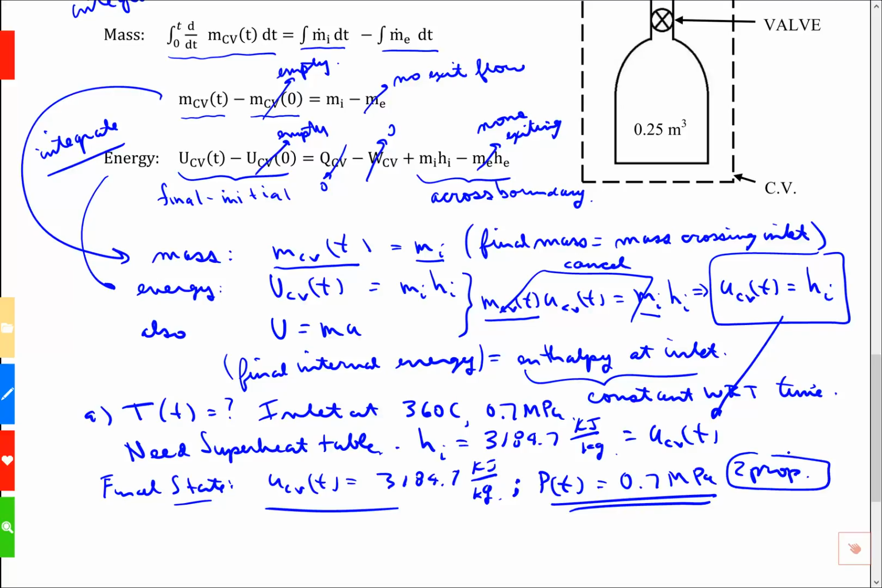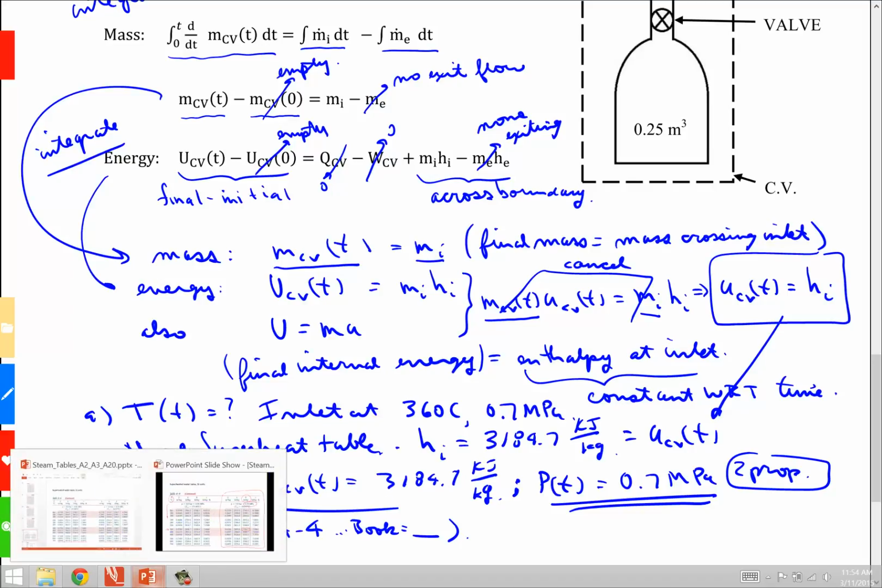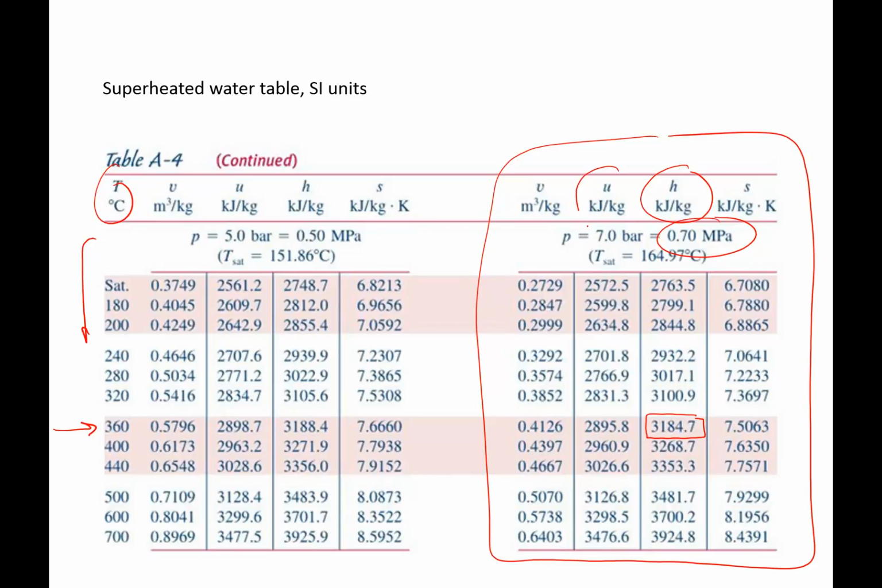Let's go back to the table. Which table was that? That was table A4, and you're going to ask which book, right? Let's go look at that. The value for U is 3184.7. Here's the table. Now we're coming in with a known value of U at this pressure. The known value of U falls in between 3132 and 3263, so the temperature is going to fall in between here. We're going to interpolate to find the value.